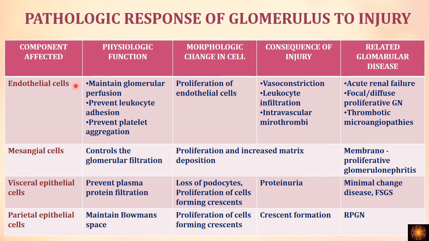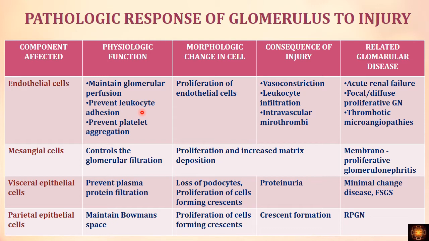Whenever there is an irritation or injury to this individual component of the glomerulus. So as I told you, endothelial cells maintain the glomerular perfusion, prevent leukocyte adhesion and prevent platelet aggregation. If you remember, the normal endothelial cells do not express any adhesion molecules for the leukocytes. But whenever there is an injury or damage, then only they express the adhesion molecules so that the leukocytes which are flowing adhere to them and then the damage occurs.